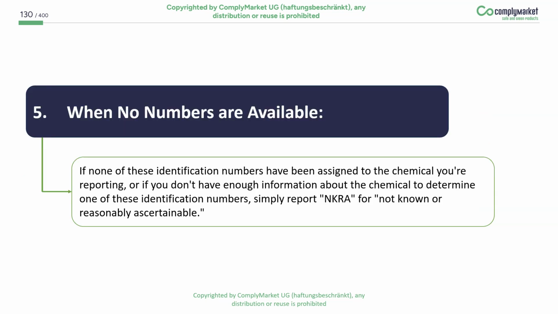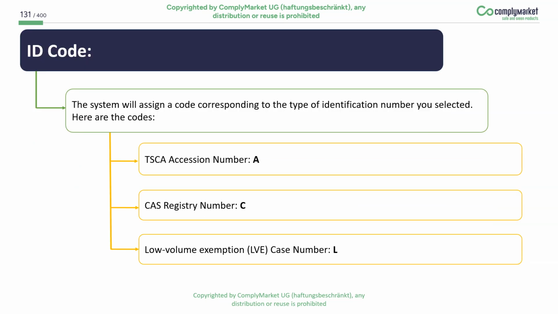When no numbers are available, then you can report any KRA, not known or reasonably ascertainable. Some codes you need to use come from the system: TSCA accession number A, CAS registry C, and so on. Nomenclature.